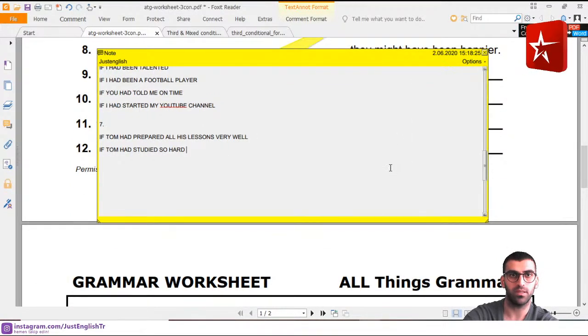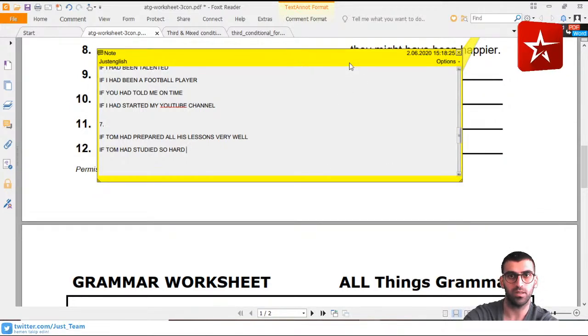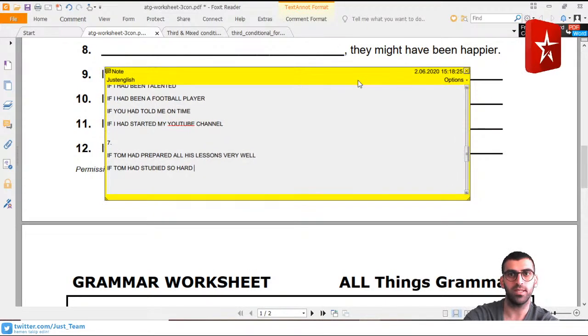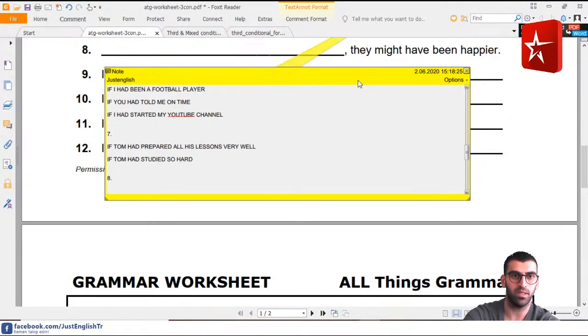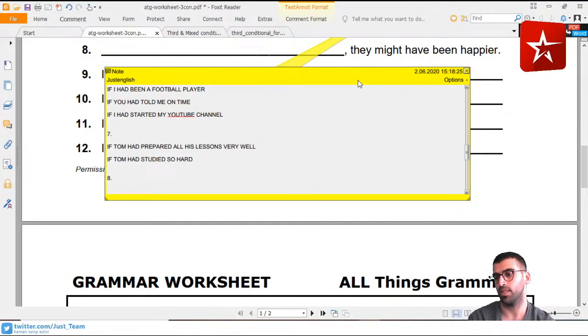Number 8. Yes, let me show you. Number 8 is "they might have been happier." So how can we make them happier? What about these sentences? They might have been happier if something had happened.